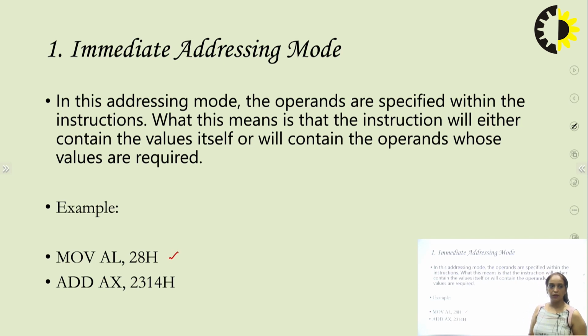We have seen in the first slide that your AL register is capable of storing 8-bit data. So this 8-bit data will be copied to this AL register. Then ADD AX, 2314H. It states that this immediate data will be added to the contents of AX, whatever the contents of AX are, and your result will be updated in AX only.